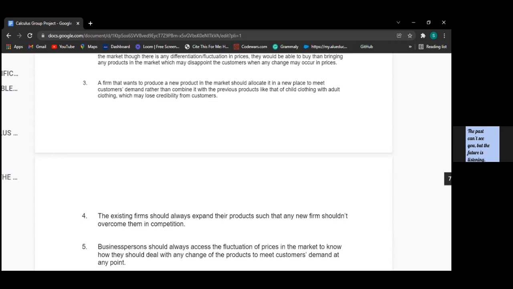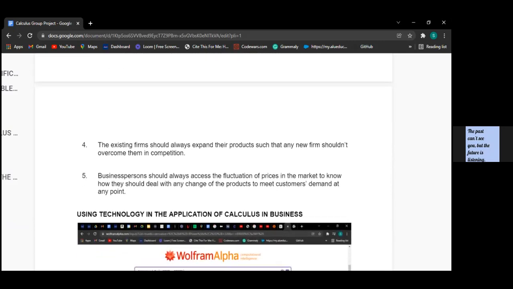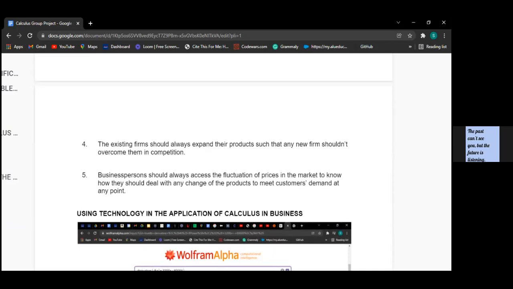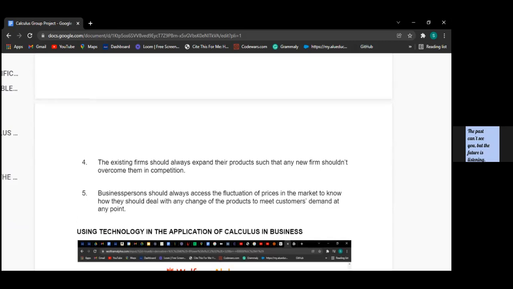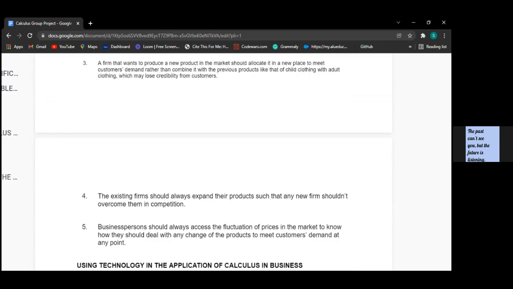And also, existing producers should always expand their products, so that when new products come, they should not be overcome and have problems with competition. And the other thing is, business people should also assess the differences in prices, so that when any changes in prices come, they should not be affected.